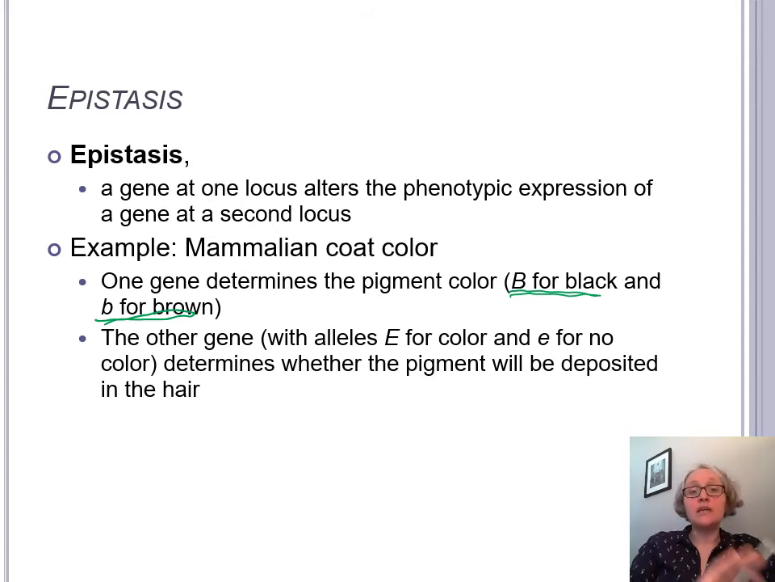Okay. There's a second gene that's going on. There's a second gene that we're going to use the letter E to describe. Letter E means yes, place the pigment down. Lowercase letter e means don't put the pigment down. And so these two genes are going to interact. The gene that codes for whether or not we deposit the pigment, the letter E gene, is going to alter the phenotypic expression of the second gene, the letter B gene. Let's look at an example.